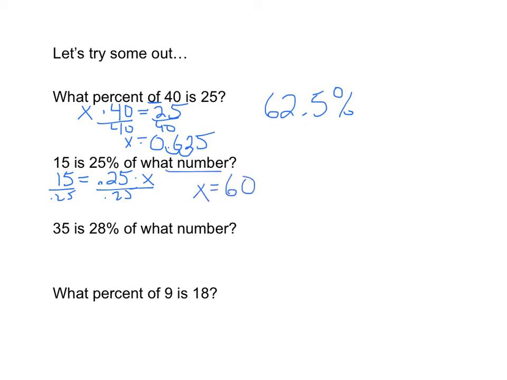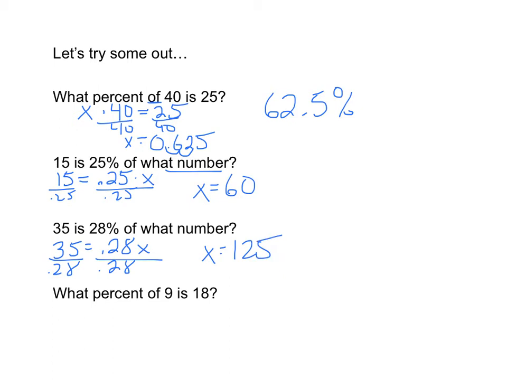And since we're looking for a number and not a percent, that's our final answer. 35 is 28% or 28/100 of what number? X. So times x. Divide both sides by 28/100. We get an answer of x equaling 125.